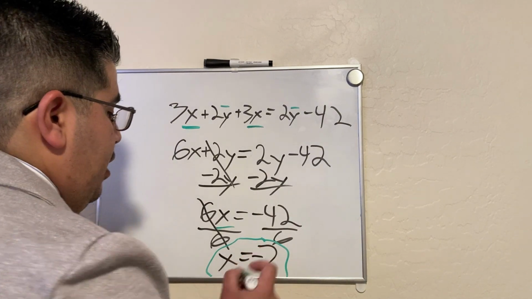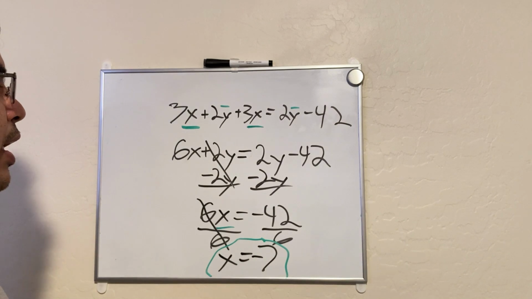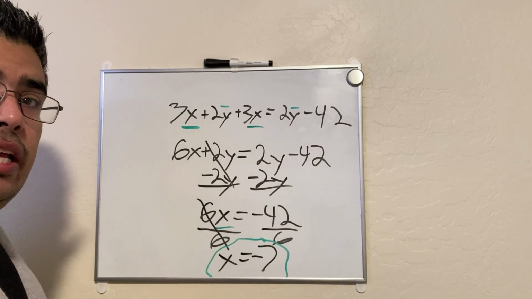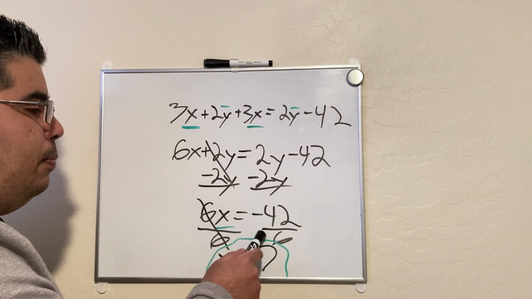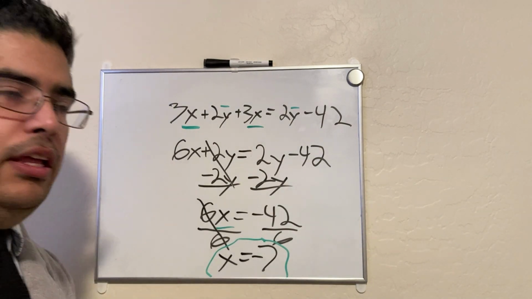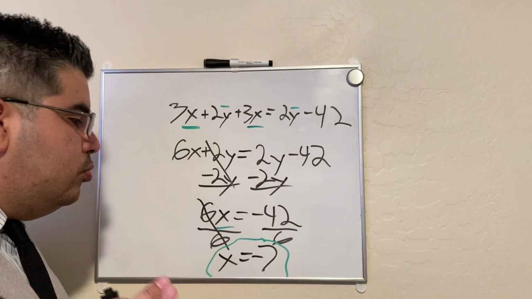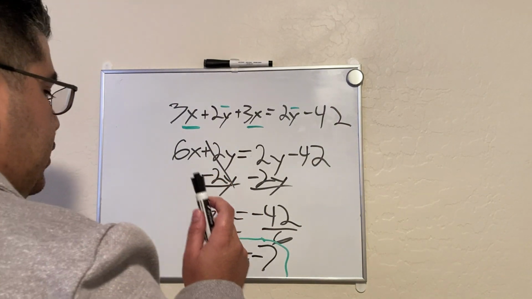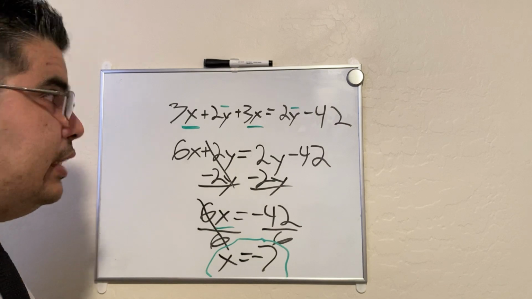We need this negative. It's super important. It's negative 7. Why is it negative? Because a negative divided by a positive is a negative. A negative times a negative is a positive. A negative times a positive is a negative. Remember your multiplication rules when it comes to signs. In this case, negative 7 is the answer.